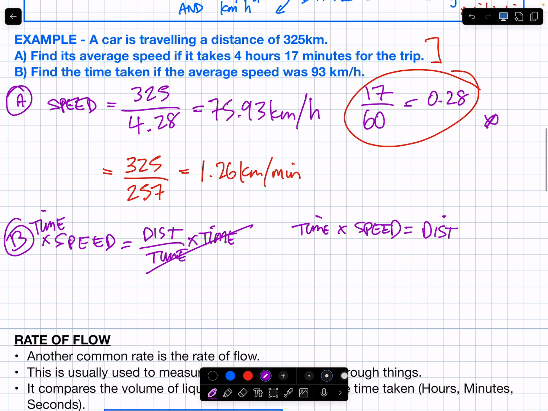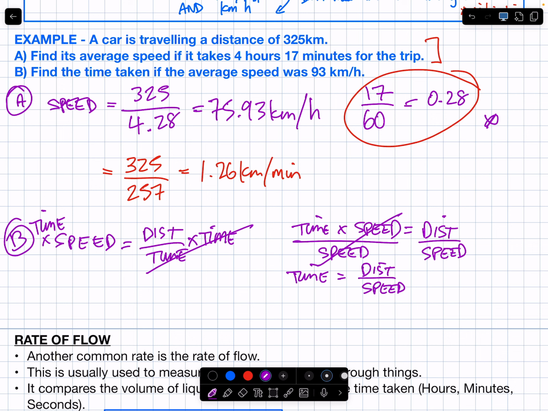I'm getting closer. I don't have a fraction anymore. Is time by itself yet? How do I get rid of this times by speed? What's the opposite of timesing something by speed? If I divide both sides by speed, speed's going to cancel out. So what equation do I have now? Time is equal to the distance over speed. See how you have a formula to find the time now?